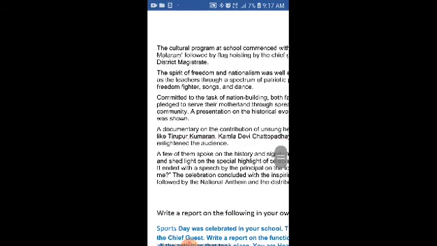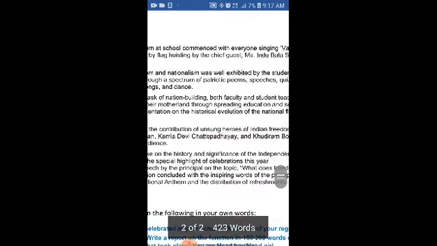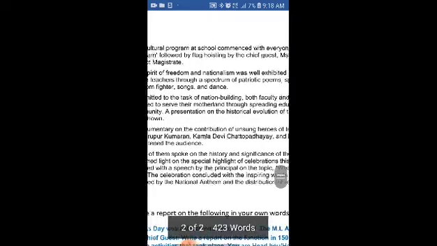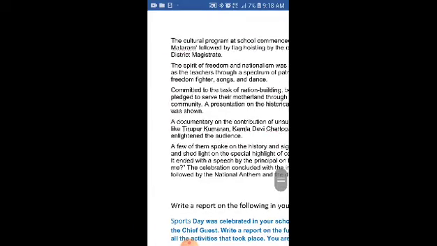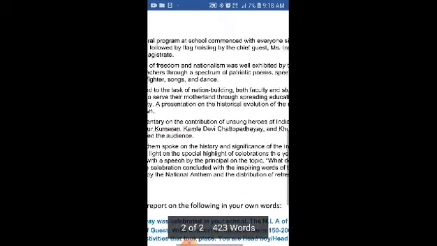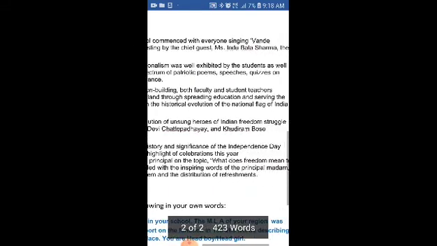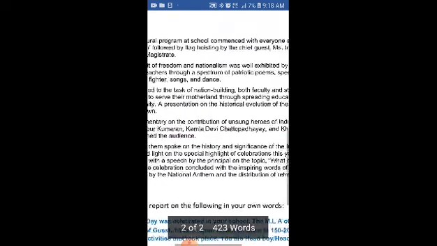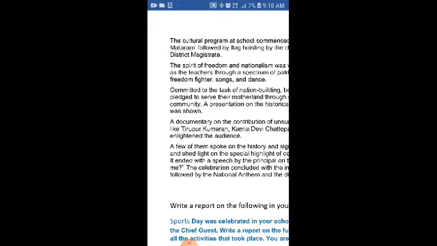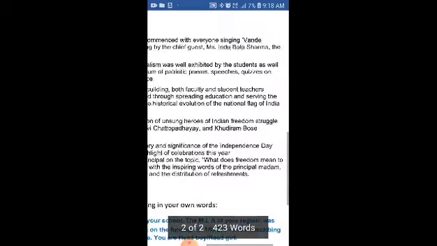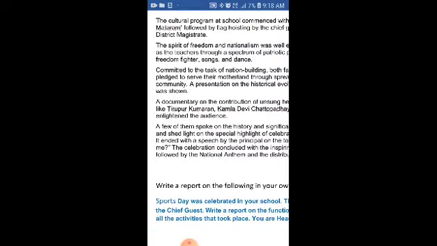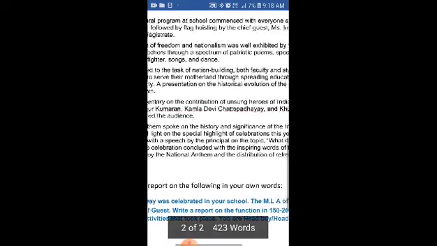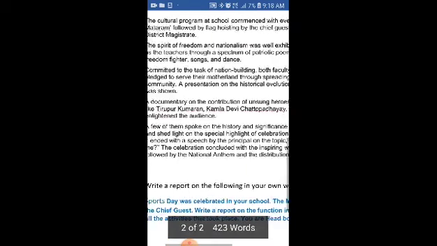A presentation on the historical evolution of the national flag of India was shown. A documentary on the contribution of unsung heroes of the Indian freedom struggle like Tirupur Kumaran, Kamala Devi Chattopadhyay and Khudiram Bose enlightened the audience. A few of them spoke on the history and significance of Independence Day and shed light on the special highlights of celebrations this year.